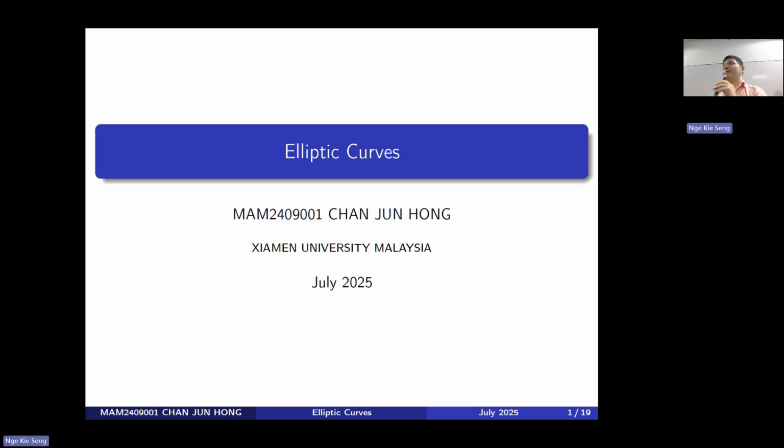Okay. So next group we have elliptic curve and modular form. We'll start with Jung Hong to tell us about elliptic curve.